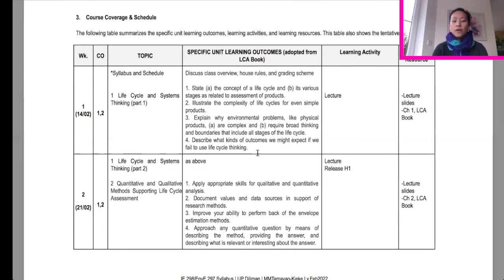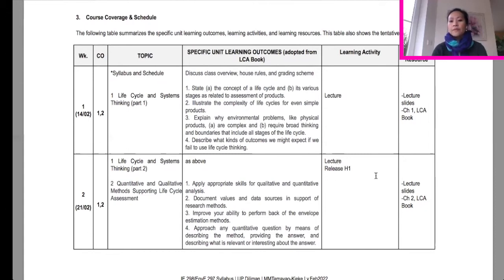Okay. In the 4th column, you can see the specific unit learning outcomes, most of which have been adopted from the LCA book, which is also available on UVLE. Okay, and as you will note, you will be able to download the contents of the book, the LCA book, per chapter. And I did it as such because the authors requested that we guide our students to downloading the book content per chapter in order for them to monitor the importance of the different chapters.